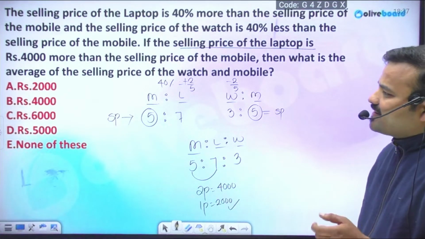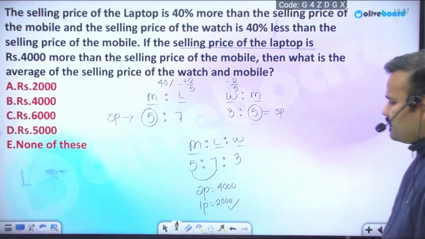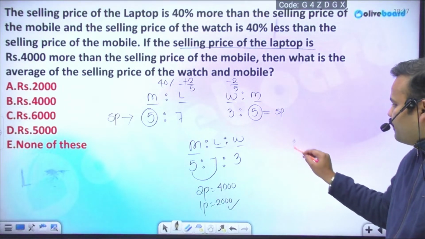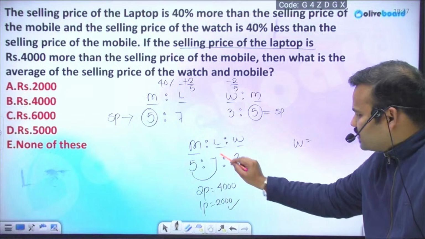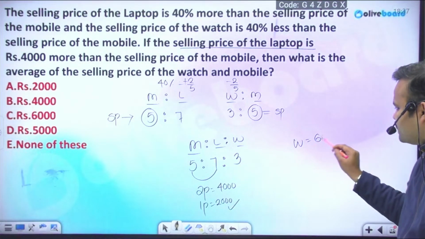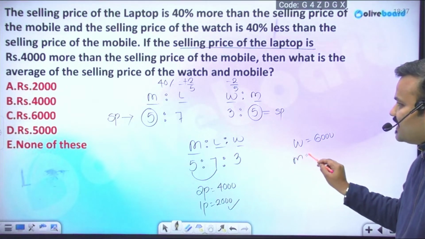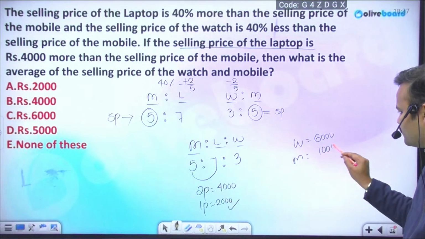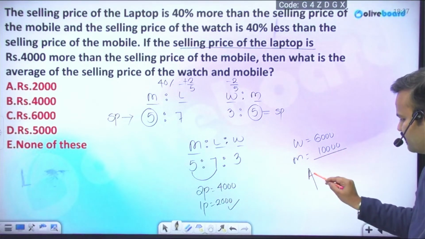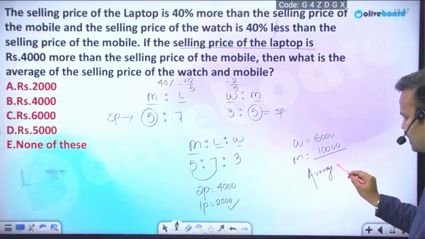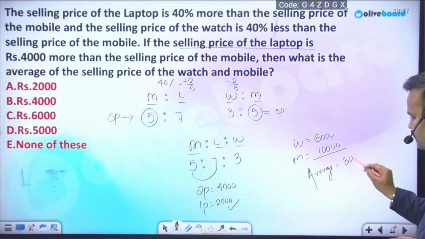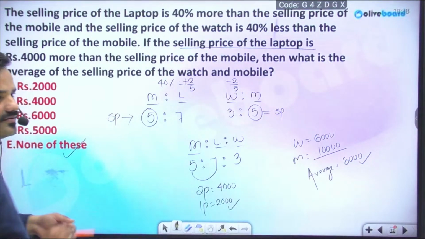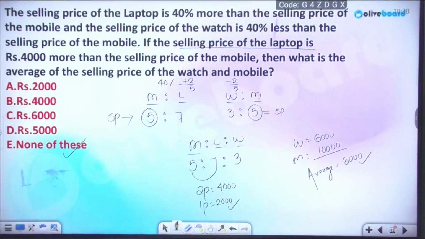Then what is the average of the selling price of the watch and mobile? The price of the watch is 2,000 times 3, that is 6,000. And the selling price of mobile will be 2,000 times 5, that is 10,000. So what is the average value? 16,000 by 2, that is 8,000. So 8,000 will be the answer. The option will be none of these.